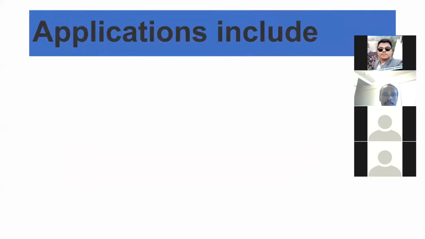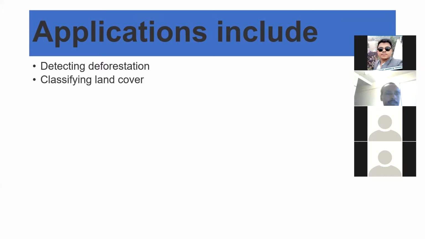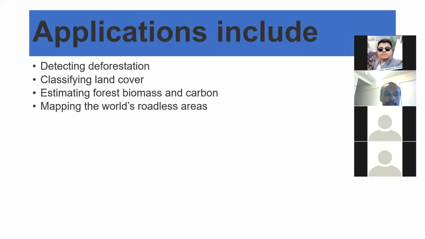And then applications. Google Earth Engine has a lot of applications. We can do any remote sensing analysis using Google Earth Engine. It mainly focuses on detecting deforestation. We can easily detect deforestation using Google Earth Engine. Then we can easily do land cover classification. We can also estimate forest biomass and carbon, map the world's roadless areas, and assess plant health status.